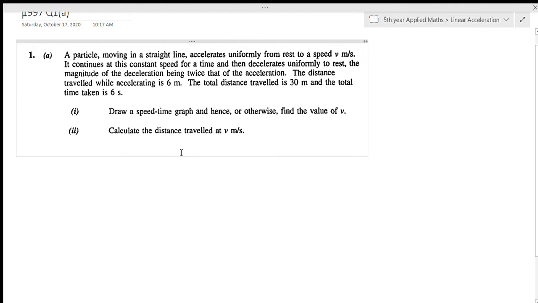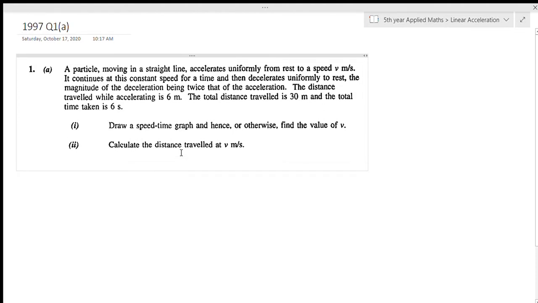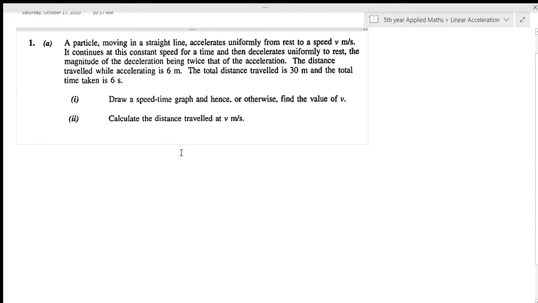So in this video we're going to look at the 1997 question 1a for linear acceleration applied maths. In the question we have a particle which is moving in a straight line and it accelerates uniformly from rest. It continues then at a constant speed for time t and decelerates uniformly to rest. The magnitude of the deceleration is twice that of the acceleration, so that's an important bit.